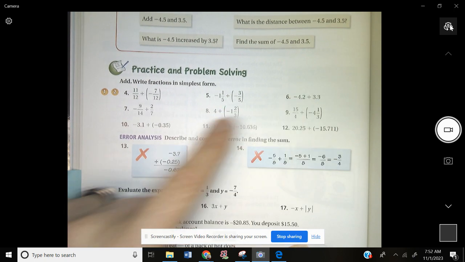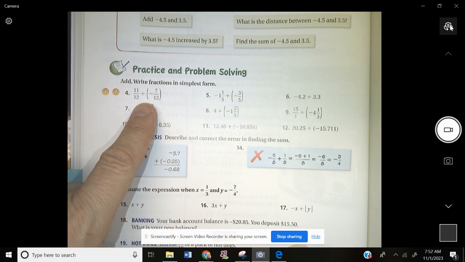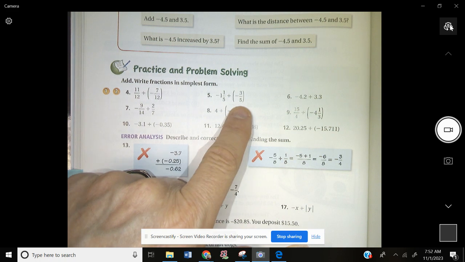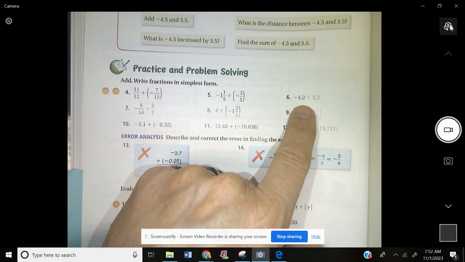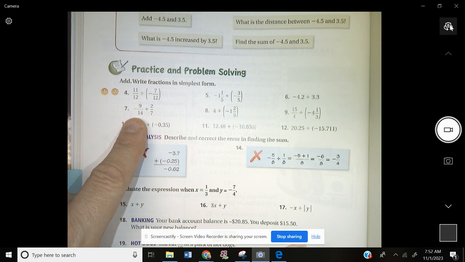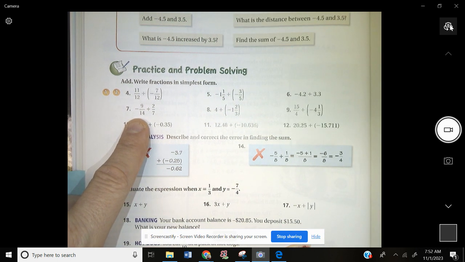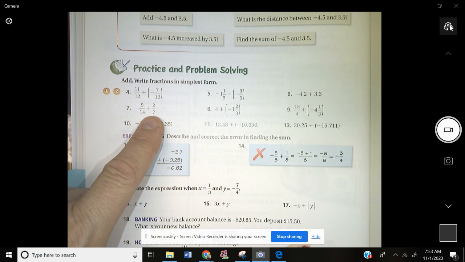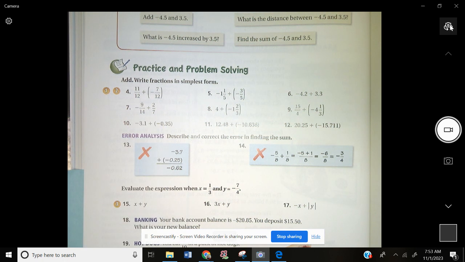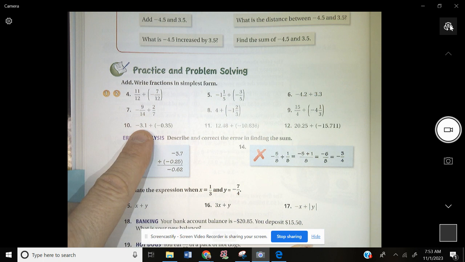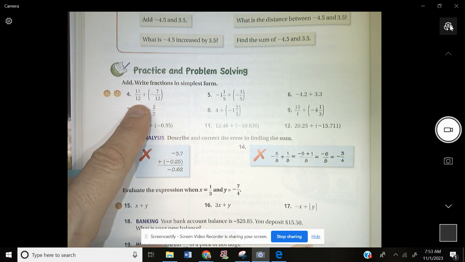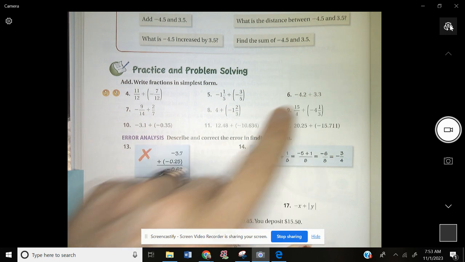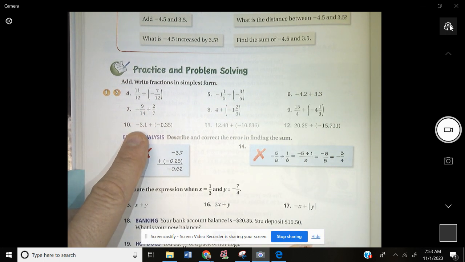1, 2, 3, 4. These actually give you the same denominator. You don't have to convert. They're both in 12ths. Those are both in fifths. These we're going to have to line up. 7, you're going to have to make those both into 14ths. Let's see, I want to do one more decimal. Let's do number 10 also. So we're going to do 4, 5, 6, 7, and then 10.